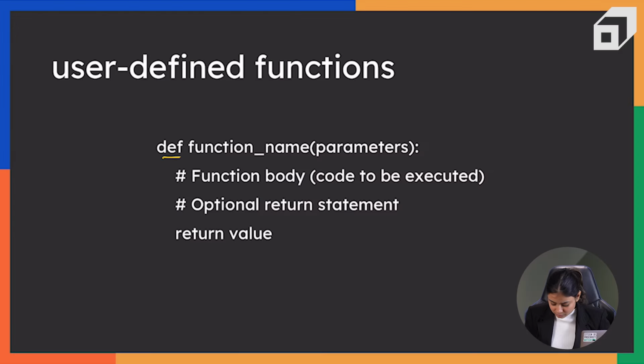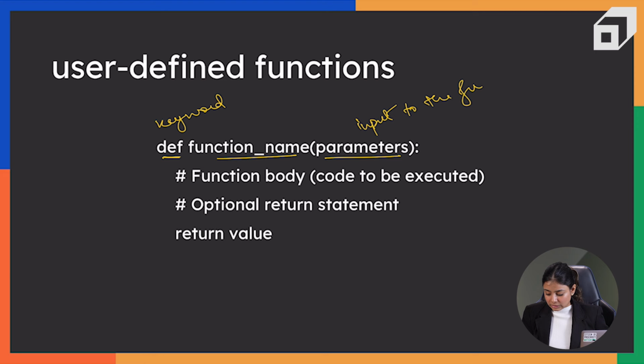First of all, the def keyword basically tells us that this is a function. You mention the function name and you mention the parameters that you pass to the function. These parameters will be the input to the function, the input that we are passing to our function. And then you mention the code, the body of the function, the code that will be executed when that function is called. This code will only be executed when that function is called.